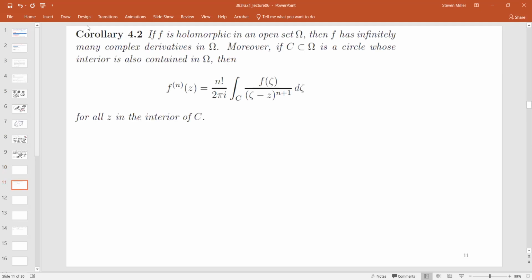Okay, so the next thing is, if f is holomorphic in an open set omega, then f has infinitely many complex derivatives. And moreover, we actually have an explicit formula. So this is a consequence of the fact that we just have f of z is 1 over 2 pi I, the integral over c of f of zeta over zeta minus z d zeta. So I know we have a couple of physicists here. How would a physicist prove this?